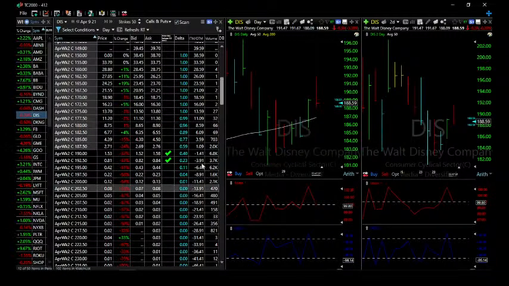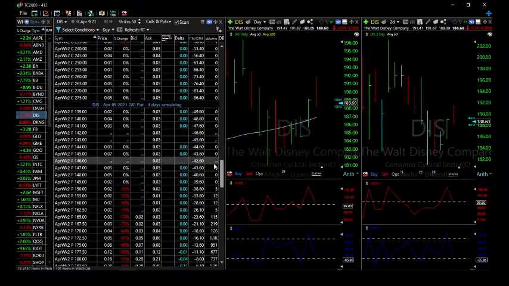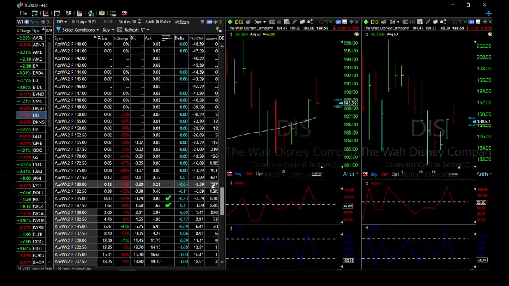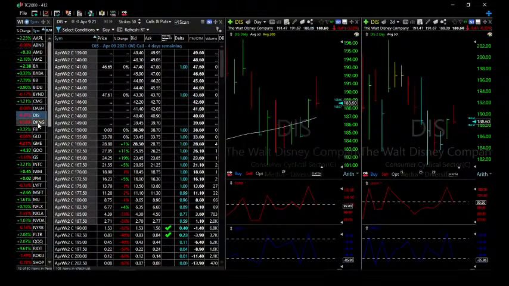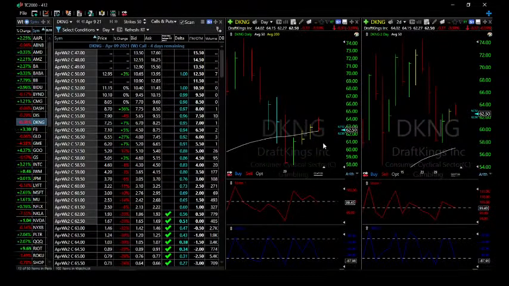And when I say volume, this is the volume of contracts. You see this? This is in the thousands. So I typically focus on the stocks that have that type of volume, because it's easy to get in and out. DraftKings.